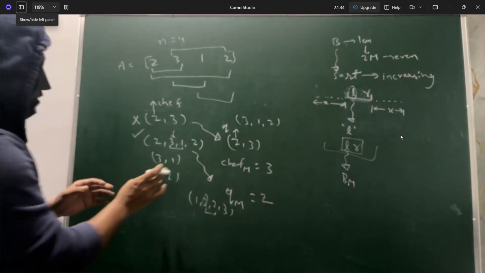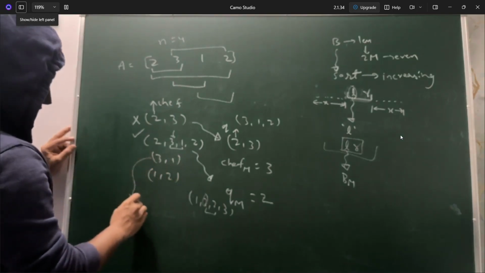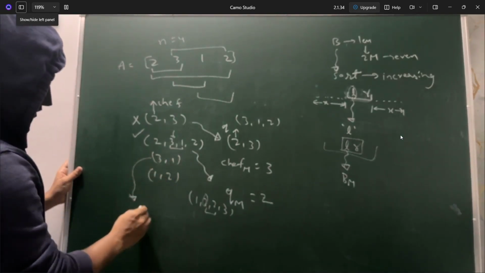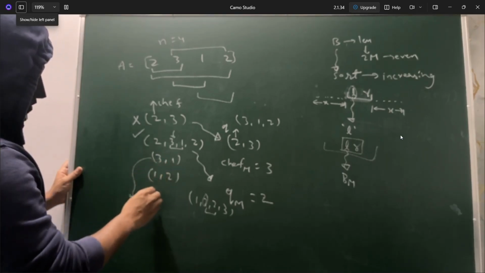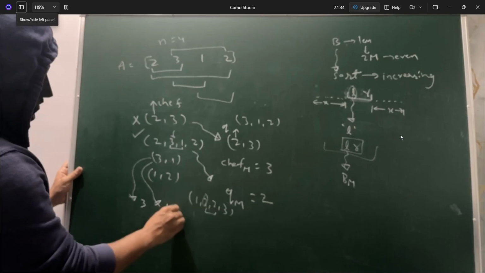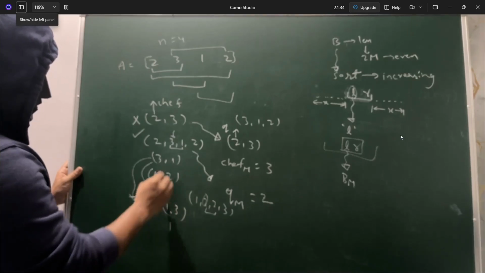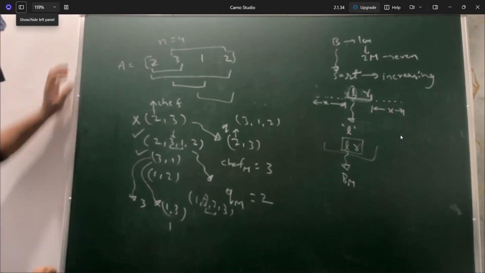Let me try to find again here as well. According to chef, 3 is the median, and according to the question you will have to sort it, which is 1 comma 3, and 1 is the median. So it is not equal. This is also a valid subarray, right?